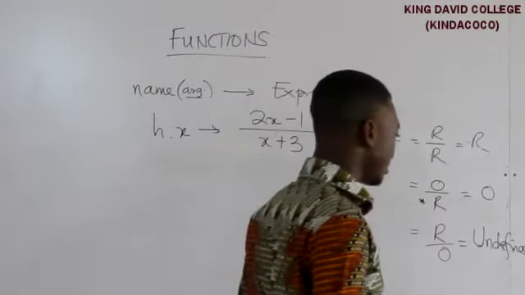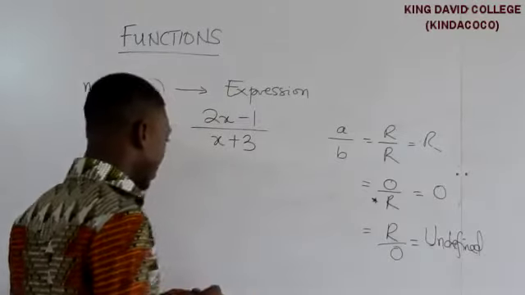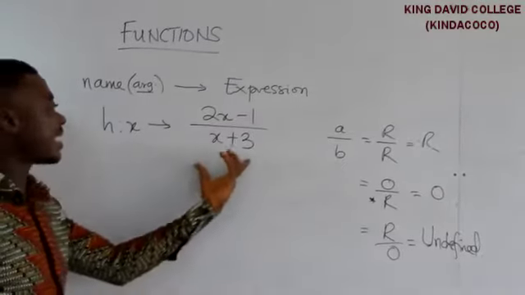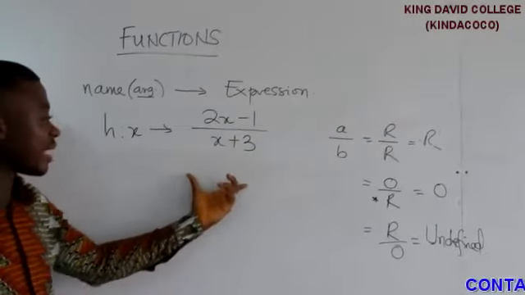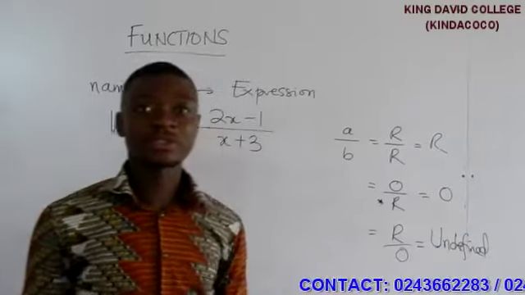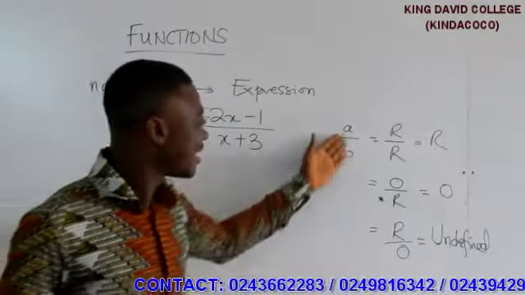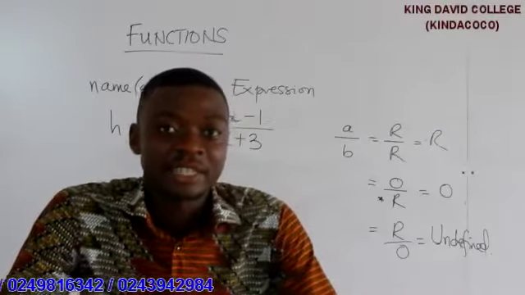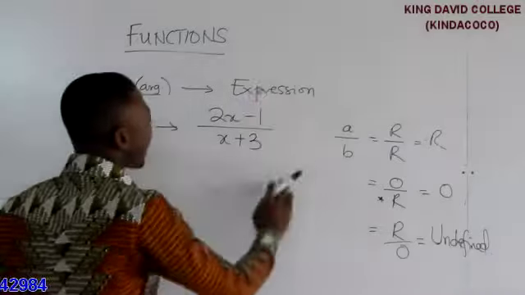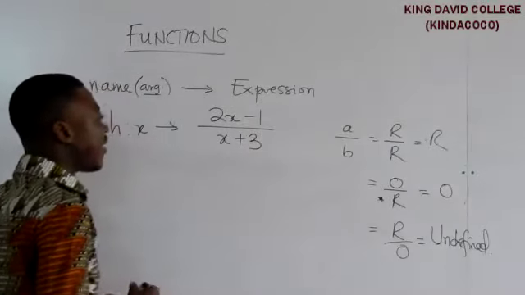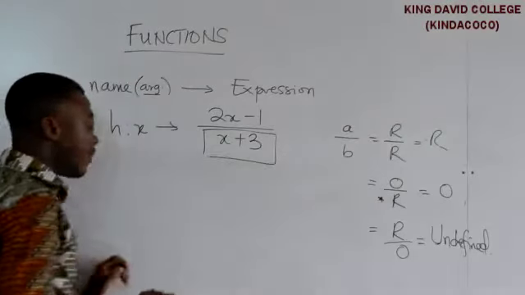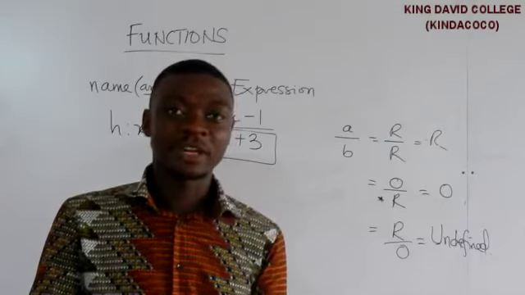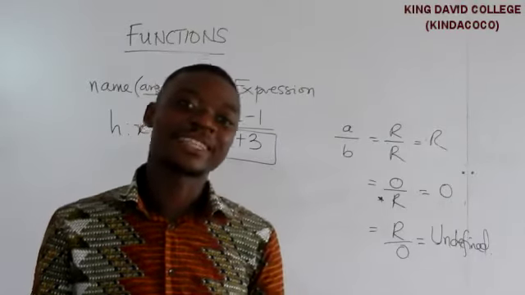Undefined. So if they ask you for what value of x will make this function undefined, you can know clearly that this function here is a fraction. So for a fraction to be undefined, it means that the denominator of that function must go to 0. Because for the 3 rules, whenever the denominator is 0, then we say the fraction is going to be undefined. So if we want the values of x that will make this undefined, then our concentration should go to what? Values of x that can make the denominator 0. That's what they are trying to ask you.